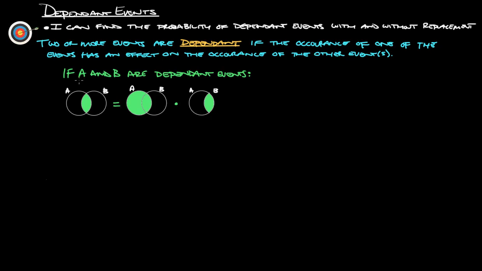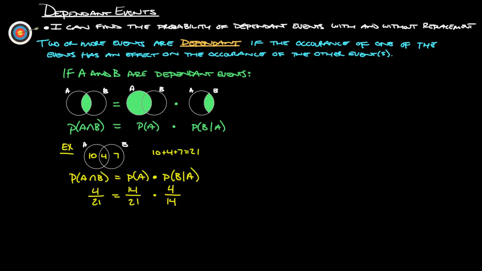But first off, if A and B are dependent events, then if you're looking for the intersection of A and B happening, what you do is you multiply the probability of A happening times the probability of B happening, given that A has already happened. I know that sounds kind of weird. It looks like this: probability of A intersect B equals the probability of A times the probability of B, given that A has happened. And I'll show you what that means here.